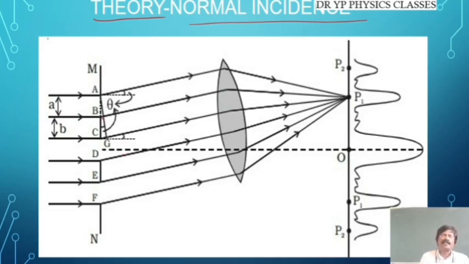The light from the center is transmitted without any deviation or diffraction. This point corresponds to the central maximum. On either side, we have a number of alternate maxima and minima. Each slit is going to produce one diffraction pattern. So this is the pattern, like this.